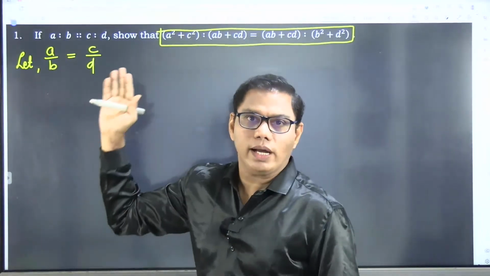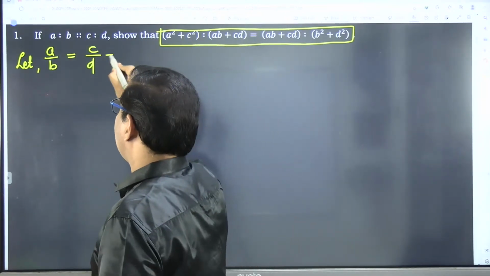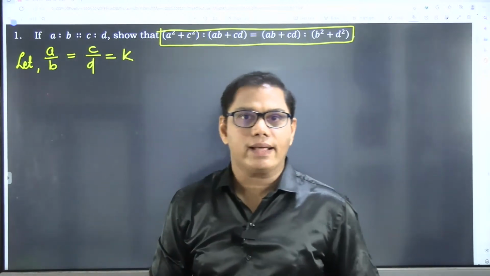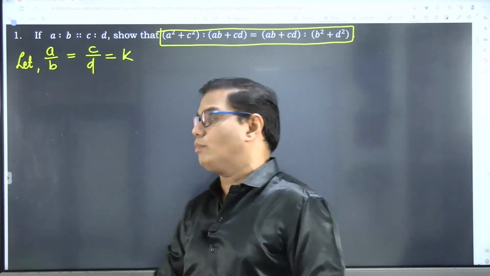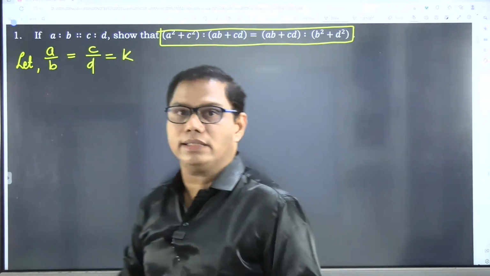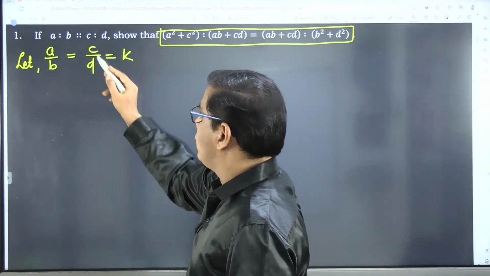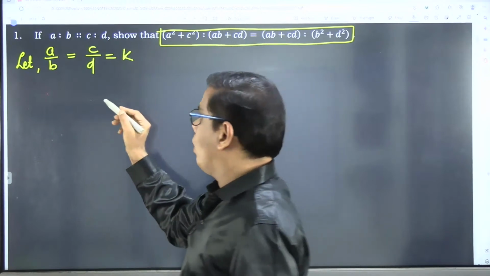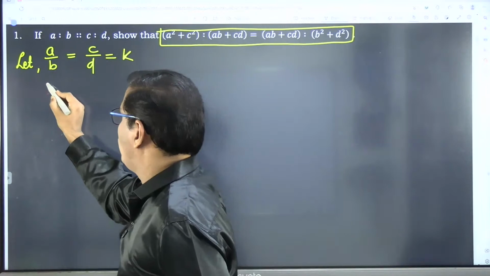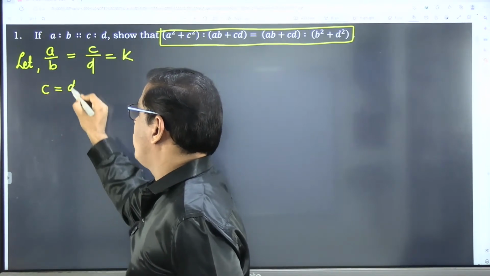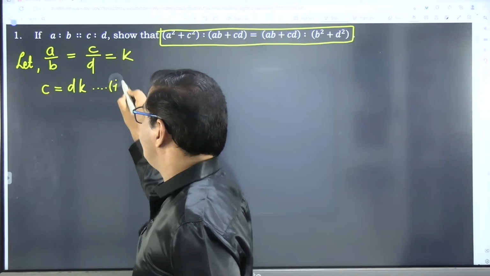तो मैं क्या करूंगा? ये जो ratio है A by B is equal to C by D, I will take this as K. I will take this as K method. The method which I am going to use for all these sums for the entire chapter is the K method, right? So here A by B is equal to C by D is equal to K. That means if you consider this ratio C by D is equal to K, you get C is equal to, on cross multiplication, C is equal to DK.